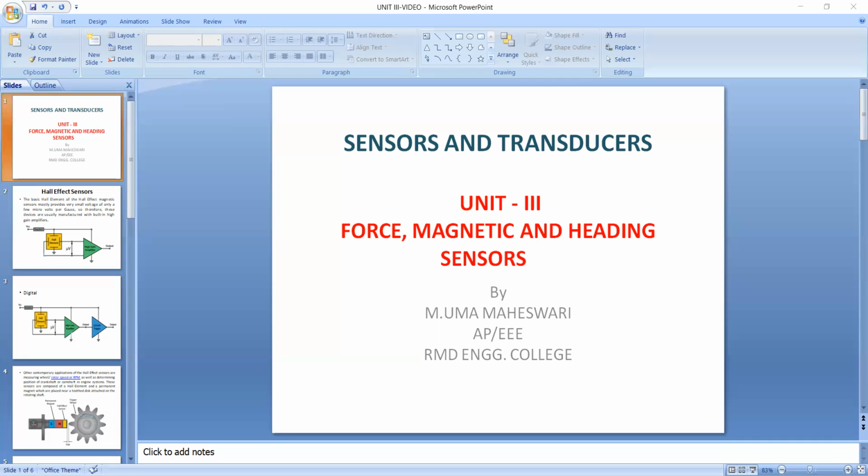This analog output type Hall effect sensor contains a voltage regulator, a Hall effect element, and an amplifier circuit. The output of this sensor is analog, and it is proportional to the magnetic field strength and the output of the Hall element. These sensors have a continuous linear output, and they are used as proximity sensors. So this is the waveform of the analog signal.